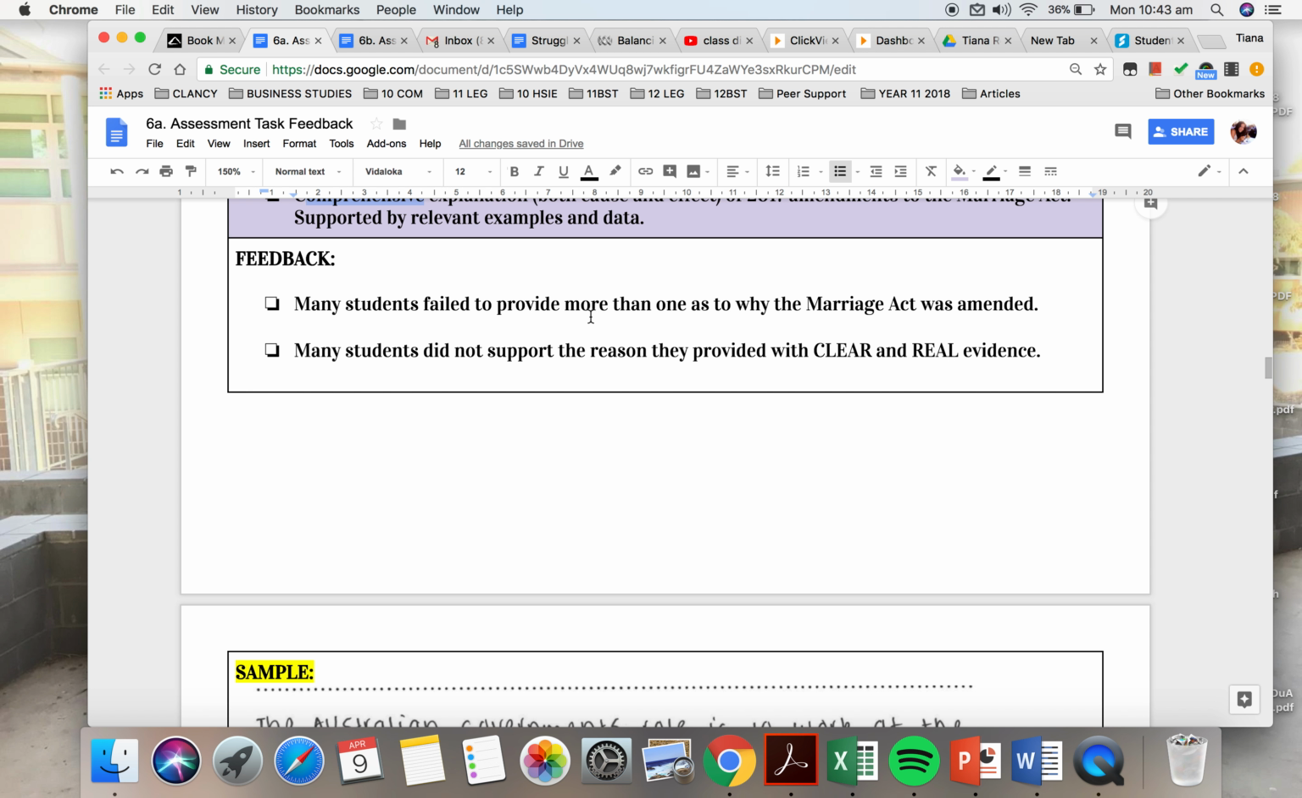Many students failed to provide more than one reason as to why the Marriage Act was amended. And many students did not support the reason they provided with clear and real evidence. So you might have given a hypothetical scenario, but it wasn't real evidence. It wasn't data or a quote from an article. It was a hypothetical example.